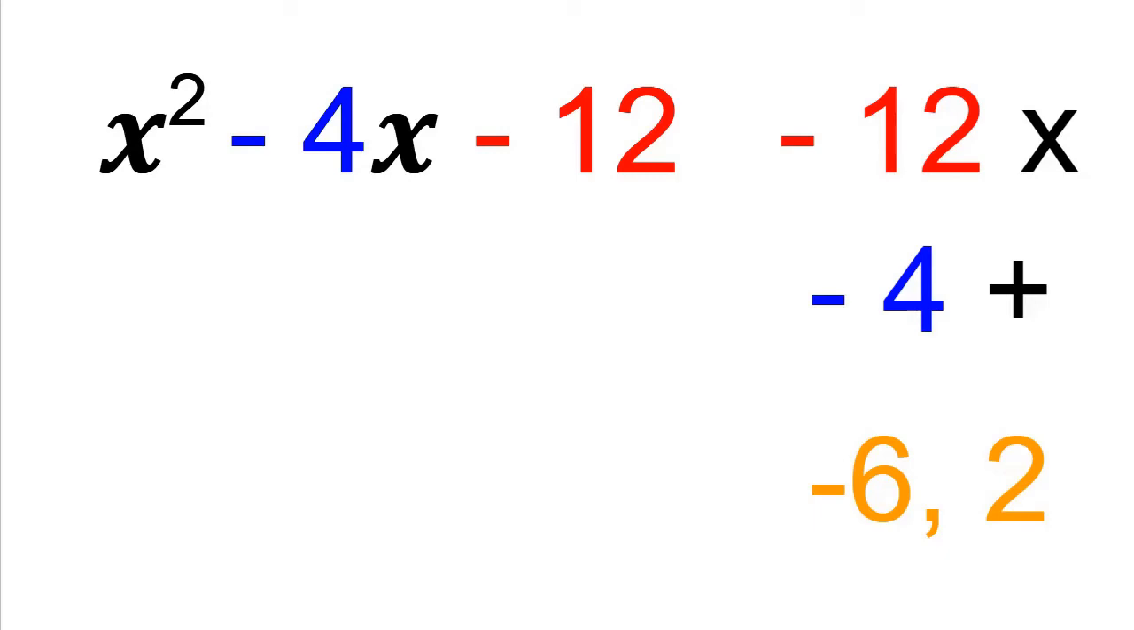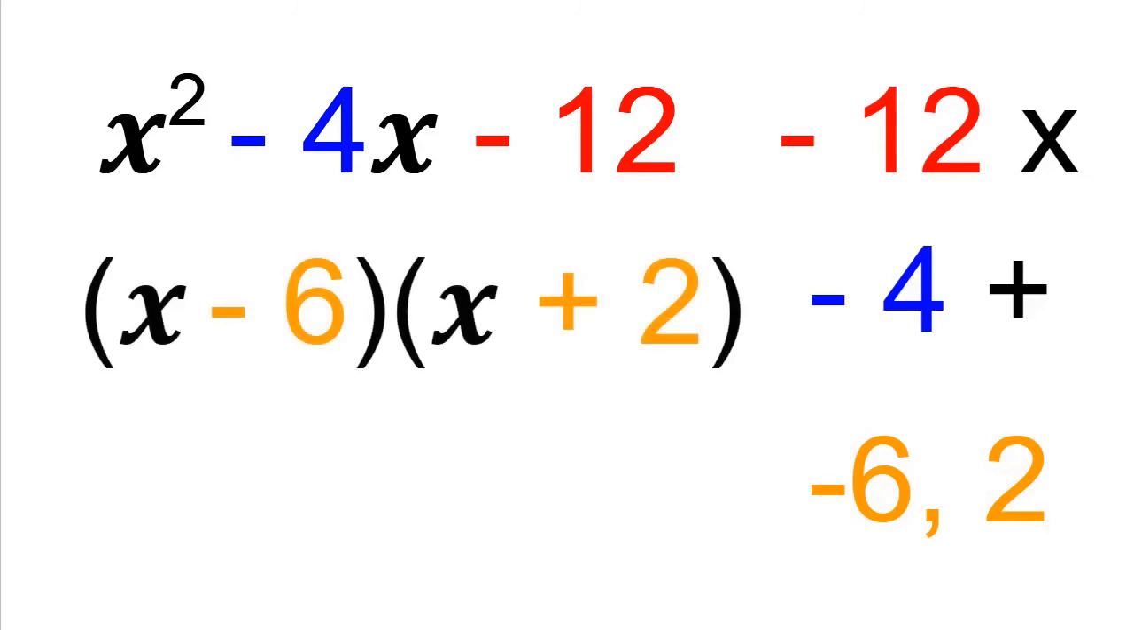A good way to do this is to start off by listing out the factors of the number we're trying to get by multiplication, and then adding them to see if we get our second number. Now that we have negative 6 and 2, we simply take x subtracted by 6 and x added by 2, and then multiply them together.